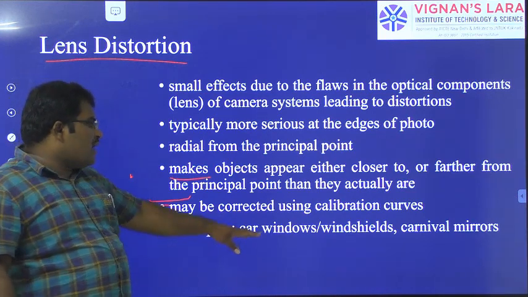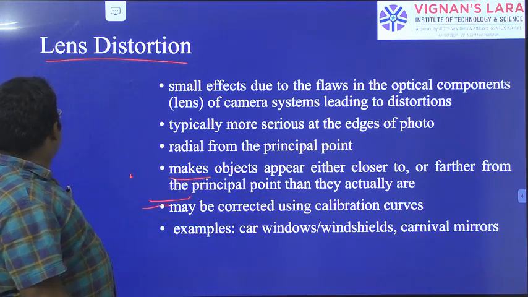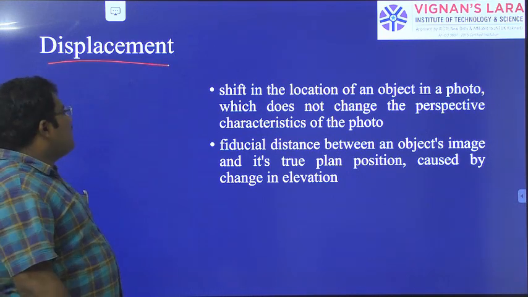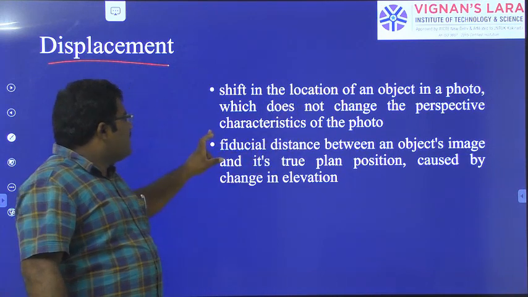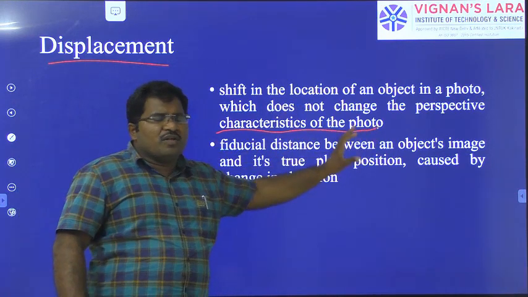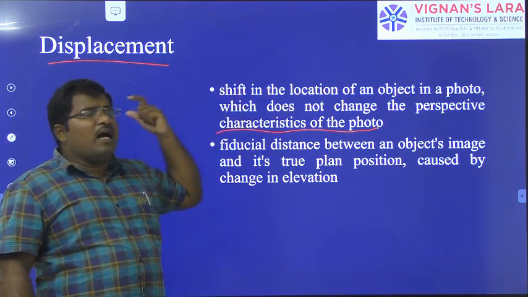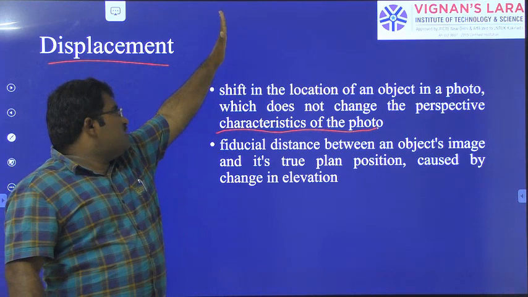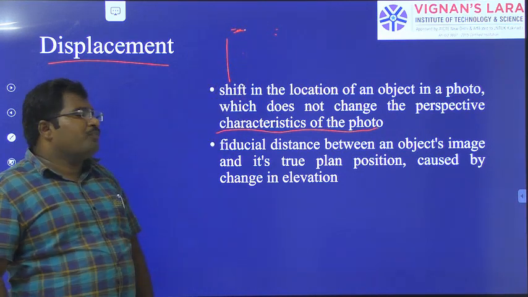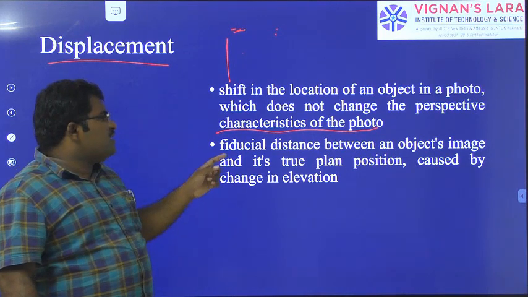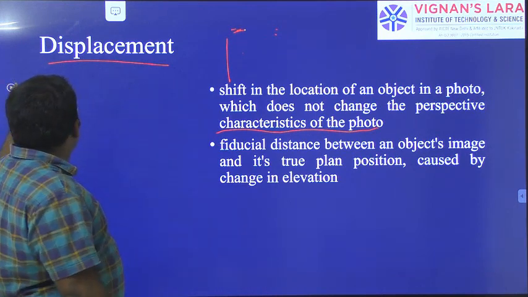Examples are car windows, windshields, and carnival mirrors, where we can see this effect. Next, displacement is a shift in the location of an object in a photo which does not change the perspective characteristics of the photo. One electric pole is going to have two locations on the photo. This is the distance between the object's image and its true plane position, caused by changes in elevation.